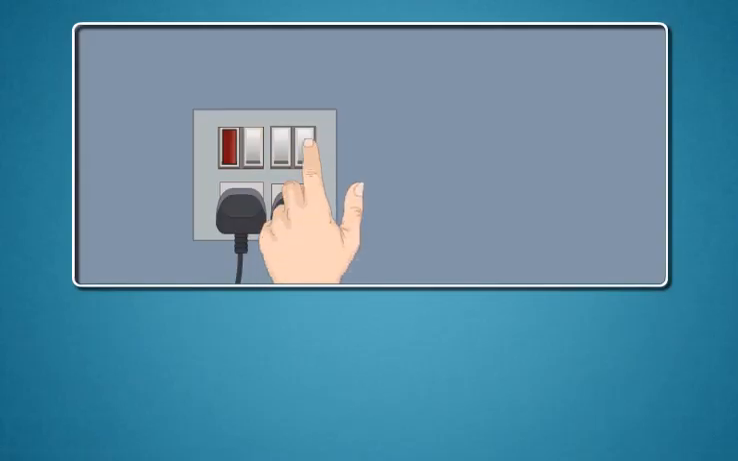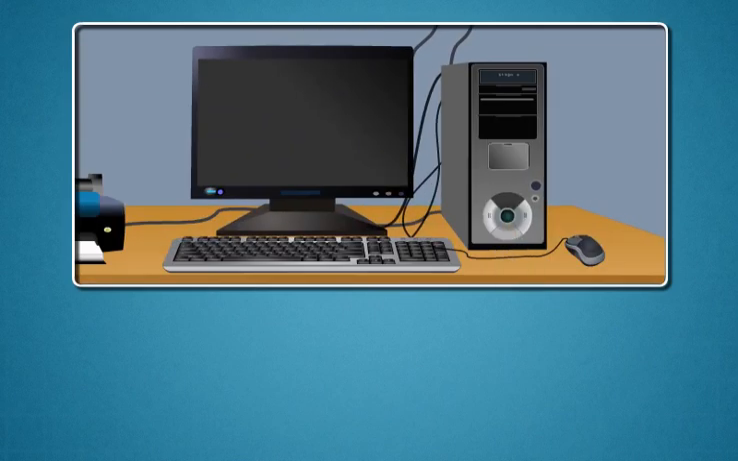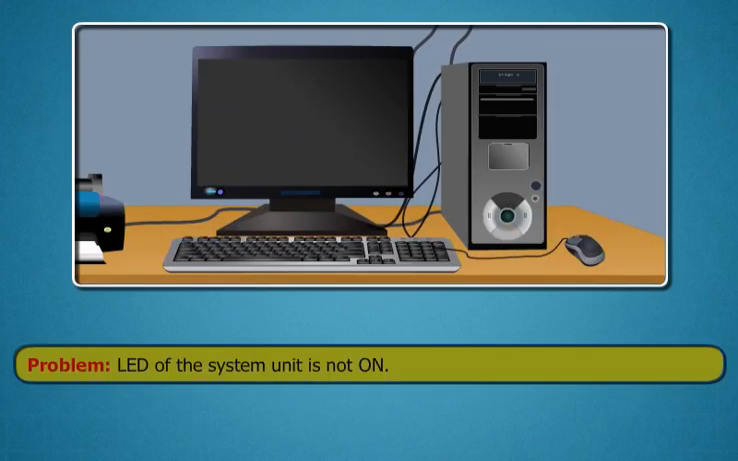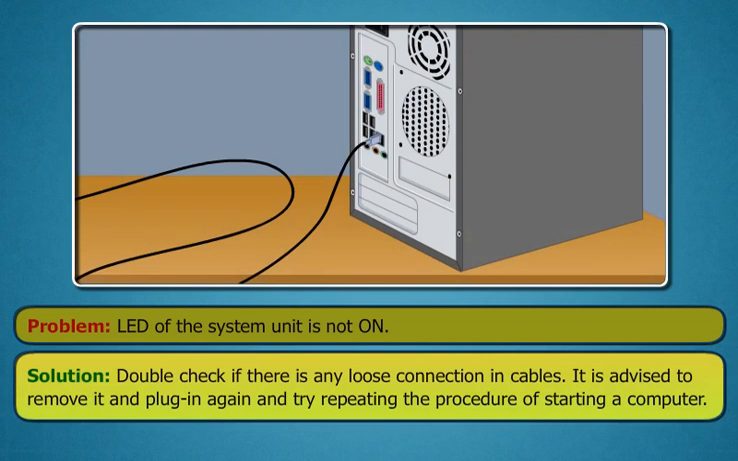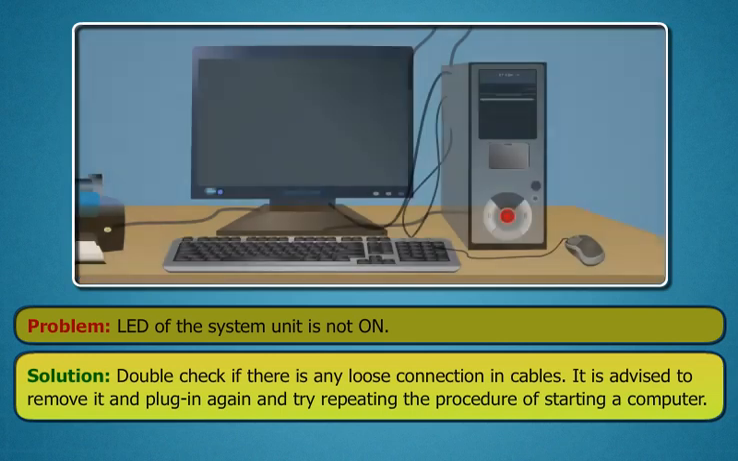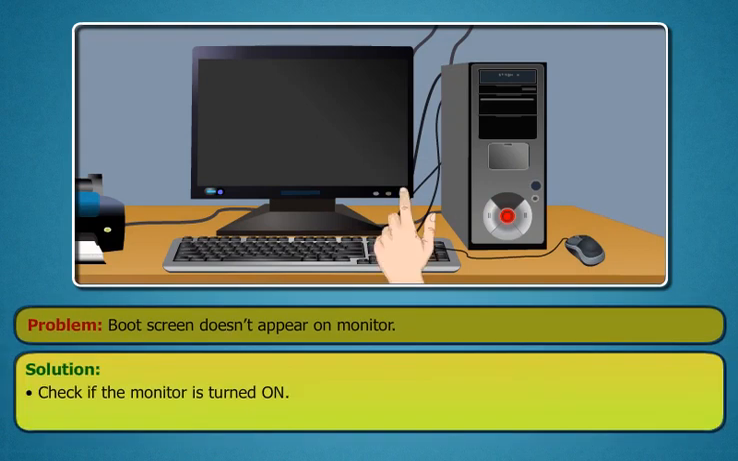We have switched on the power supply of the system unit and the monitor and pressed the power button on the system unit. Still, the LED of the system unit is not on and the system does not start. In this case, we need to double check if there is any loose connection in cables. It is advised to remove it and plug in again and try repeating the procedure of starting a computer. After starting the computer, if the boot screen doesn't appear on the monitor, check if the monitor is turned on. Check the connection of the monitor or reconnect.